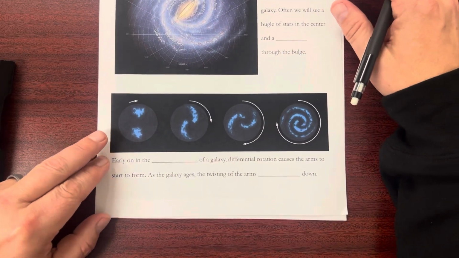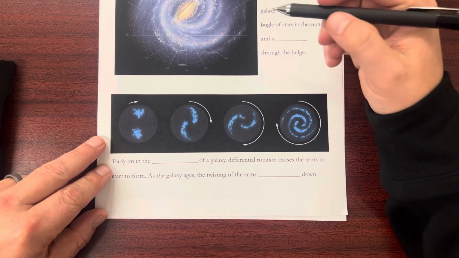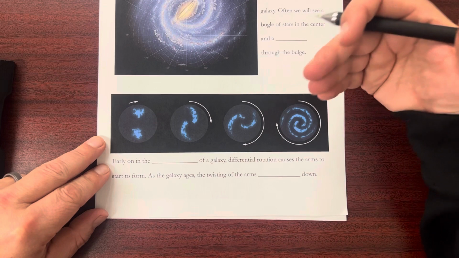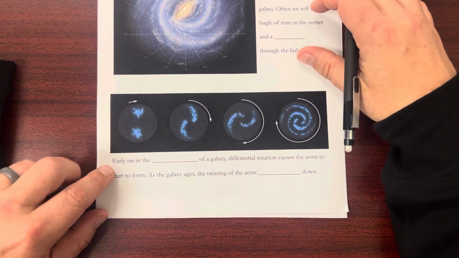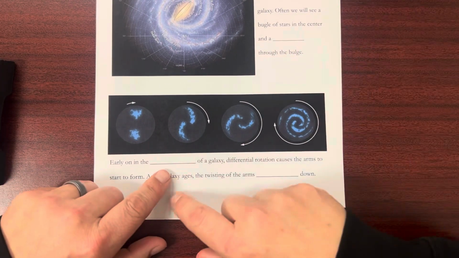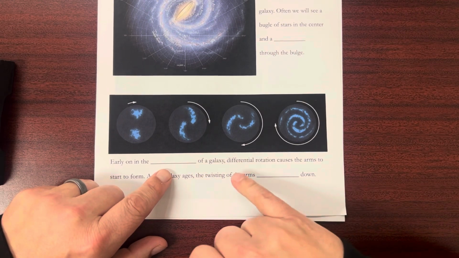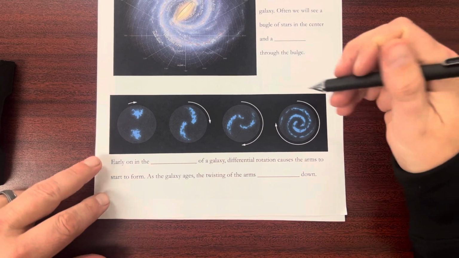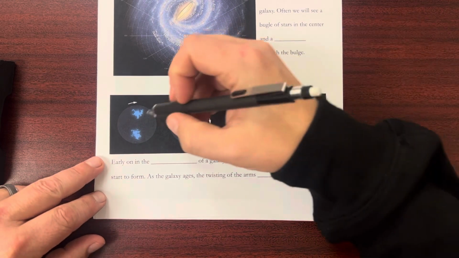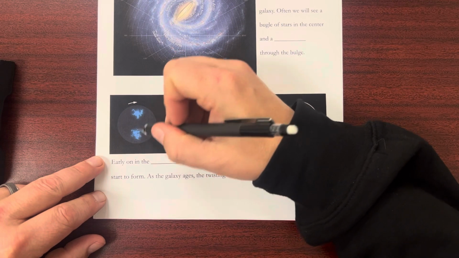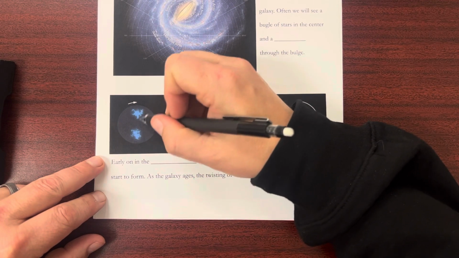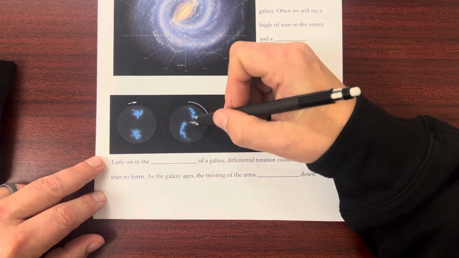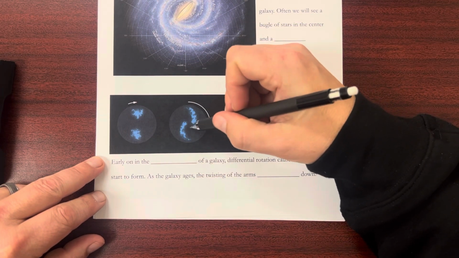All right, so down here, how is it that those spiral arms start to form when a galaxy first is being created? So early on in the formation of a galaxy, differential rotation causes the arms to start to form. What that means is, as two clouds come together, two nebula come together to start forming a galaxy with all these stars in them, some areas spin faster than others.